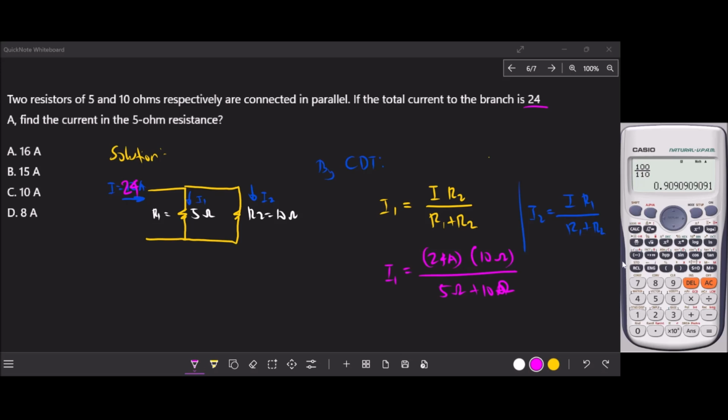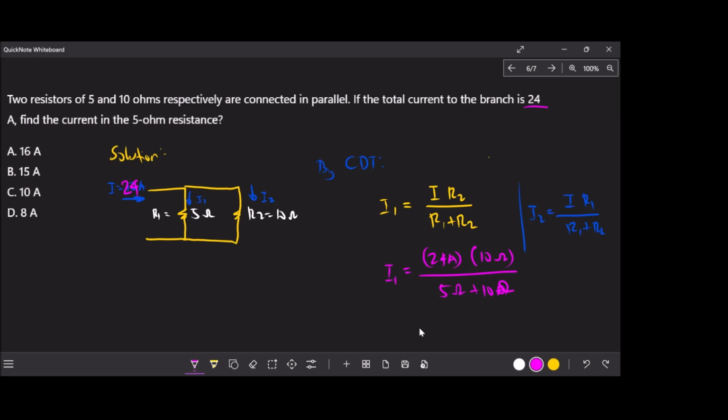So, gawin natin is calculate 24 times 10 over 5 plus 10. Okay, so the correct answer is 16. So yung I1 natin is equal to 16 amperes. Correct answer po is letter A. Okay.